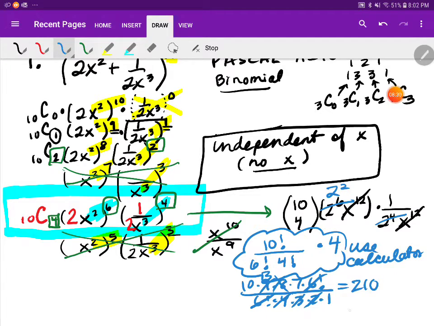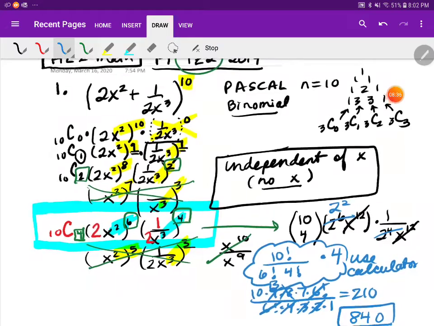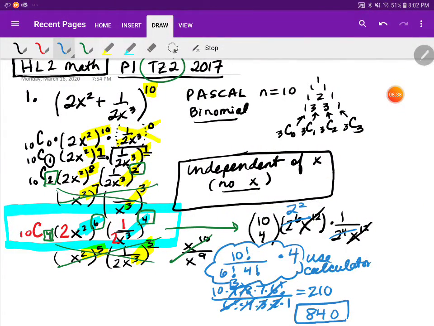Yep, so 210 times 4, 840. Hopefully, that's the right answer. But you know, definitely are not perfect on the calculations. So really type it into the calculator. It's totally fine to just get the answer from the calculator over here. All of this is my non-calculator work.